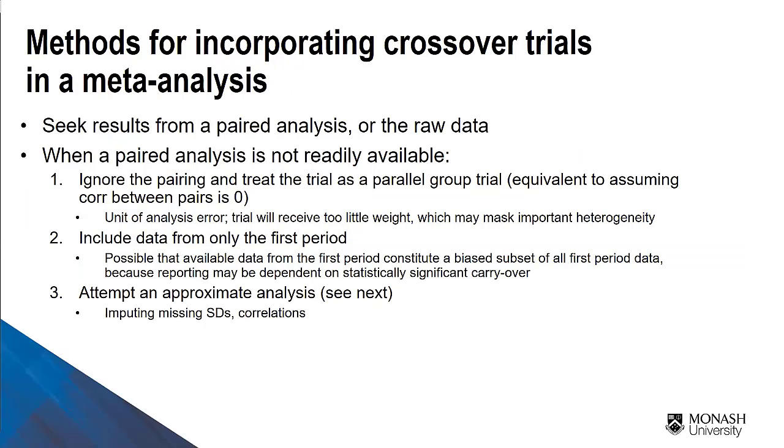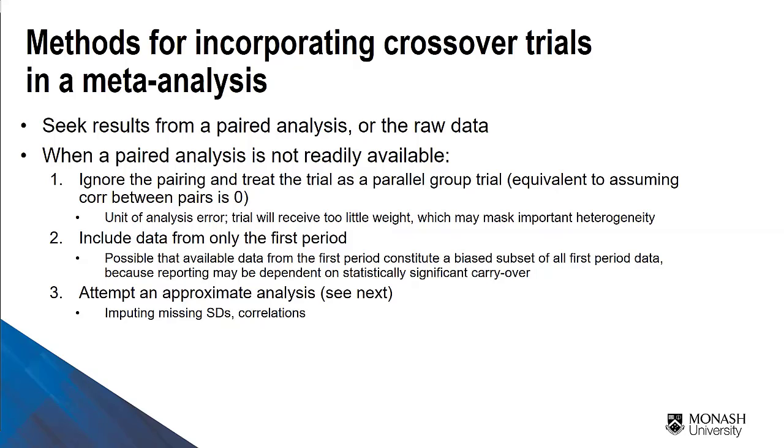Well, we could seek the results from a paired analysis from the trial authors, or the raw data so that we could reanalyze. If a paired analysis is not readily available, then we could ignore the pairing and treat the trial as a parallel group trial, which is equivalent to assuming that the correlation between the pairs is zero. And this will lead to a unit of analysis error in that the trial will receive too little weight in the meta-analysis. Some people consider this not such a sin as a trial receiving too much weight, but it could mask important heterogeneity.